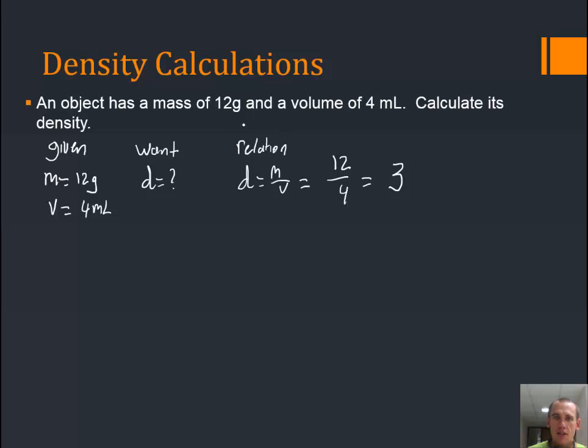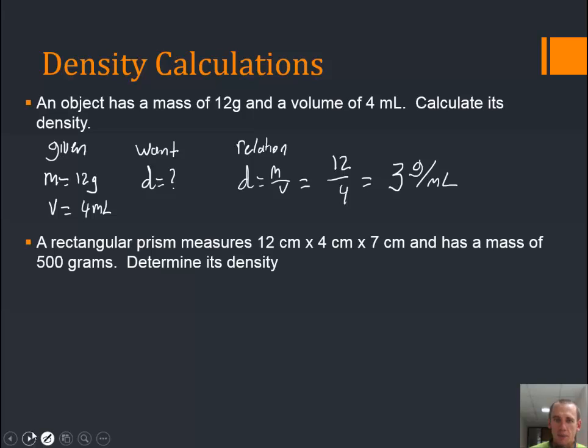And pay attention to your units. This mass was given in grams. This volume was given in milliliters. So this is grams per milliliter. Not too tricky. Let's take a look at one more example.